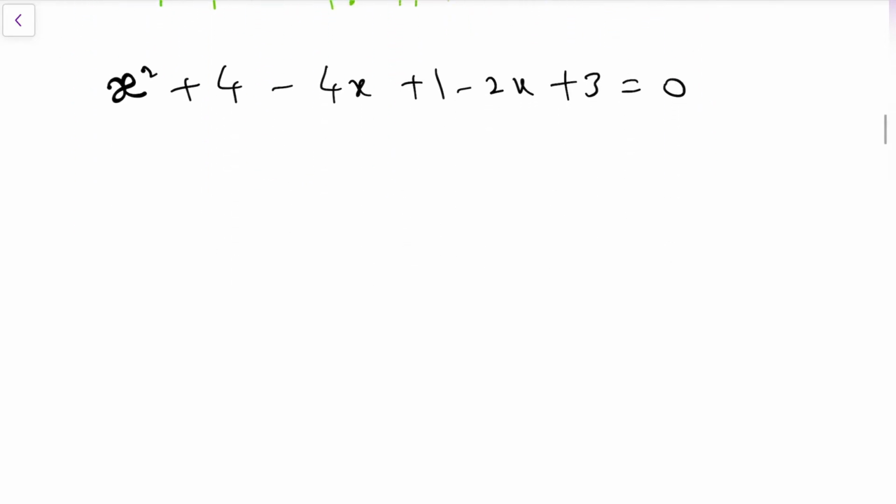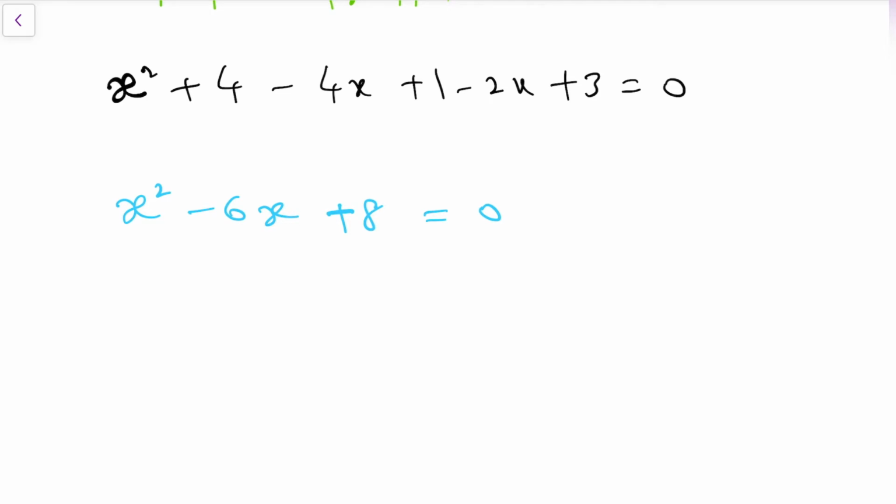So now let us simplify as much as possible. Only one x² term is there, so that x² is as it is. Next, the x terms: −4x − 2x is −6x. Next, constants: 4 + 1 is 5, 5 + 3 is 8. So finally, after simplification of the given equation, we got x² − 6x + 8 = 0.